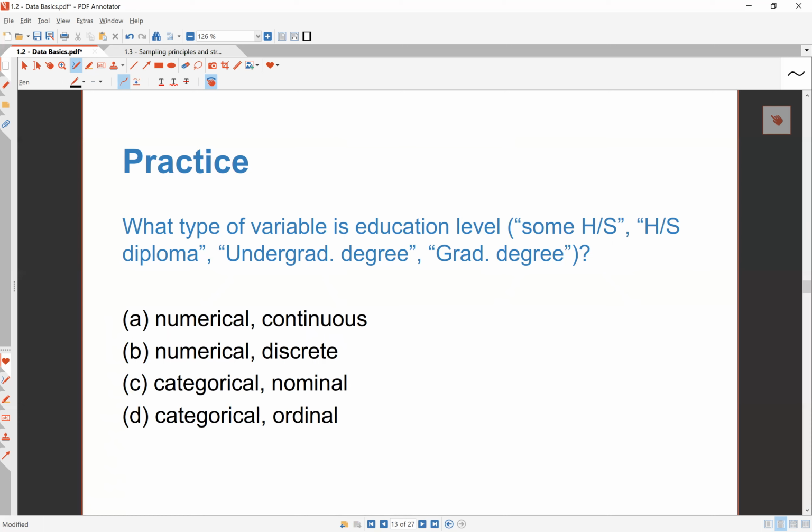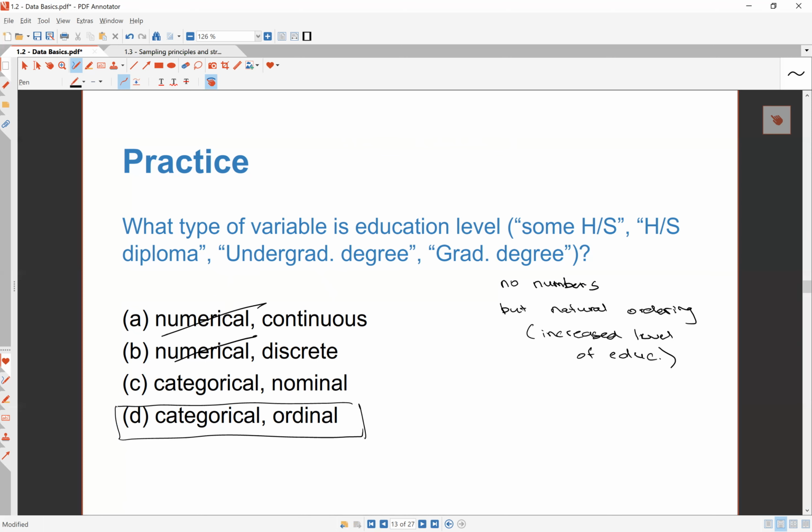So again, there are no numbers present here, so it can't be the numerical options, but there is a natural ordering, right? Because we can line them up to have an increased level of education. So it would be categorical, but in an ordinal sense, not in a nominal sense.